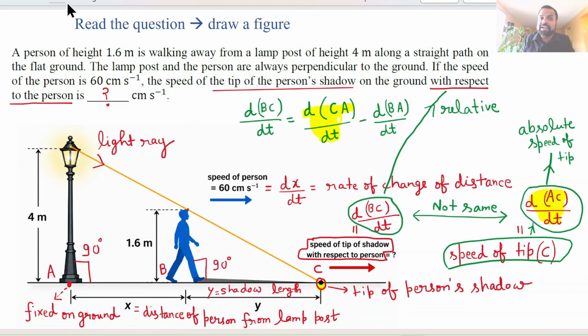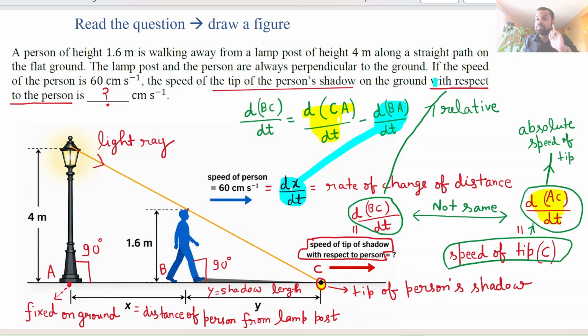And dBA by dt, this is your dx by dt, that is how fast the person is walking, right? And dBC by dt is the relative speed, okay? So this is very important to understand. A common mistake will be that you just calculate dAC by dt, and that is wrong.